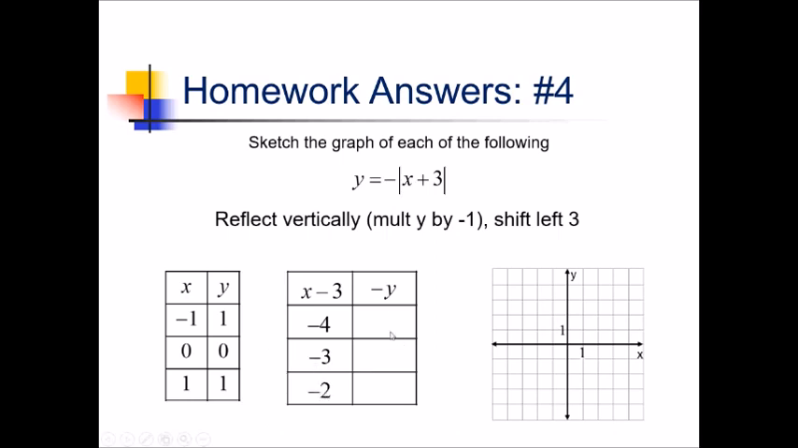Now for my y values, I'm negating all those. 1 becomes -1, 0 is still 0, 1 is -1. So my 3 points, we've got -4 right there, -1, -3, 0, and -2, -1. And we'll just draw the absolute value through those.